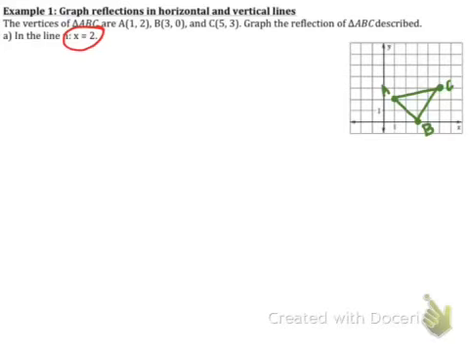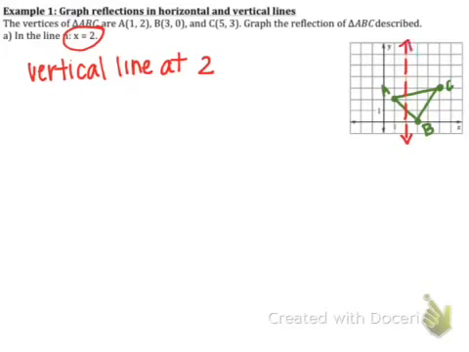Well, what is x equals 2? What kind of a line is that? Well, x equals 2 is a vertical line at 2. That means we find our 2 on the x-axis and we draw the line up and down, because x is 2 on that line every single time. That's something you might remember from Algebra 1. So I'm going to draw in this vertical line at x equals 2. That is my line I'm going to be reflecting over.